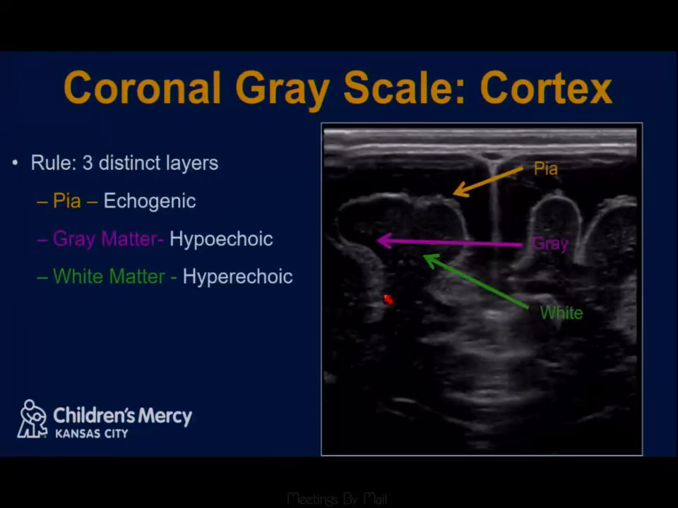So here's one of the linear probes. When you're using that linear probe and you're looking at the grayscale, you really want to see this nice echogenic line that corresponds to the pia. You really want to see this hypoechoic area that corresponds to your gray matter, and then your white matter should be relatively hyperechoic.